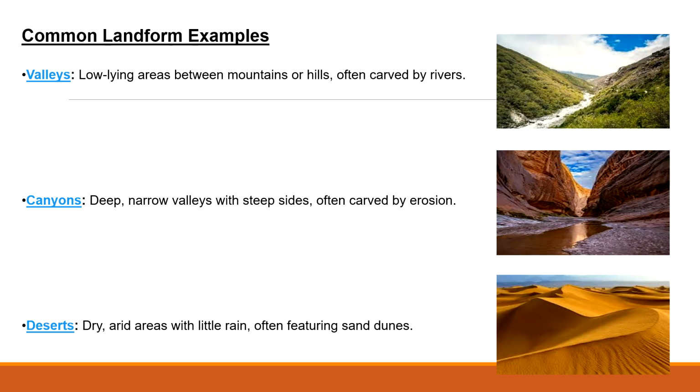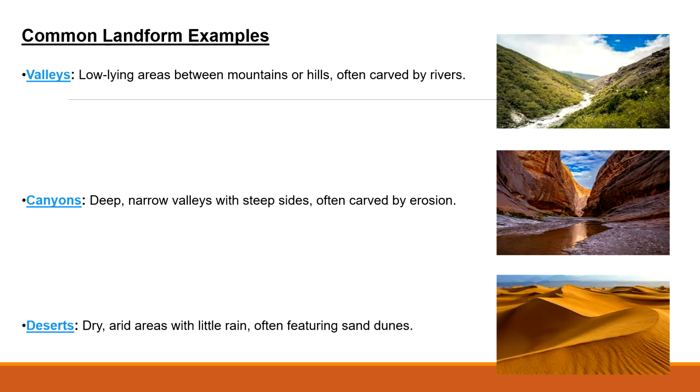Now we will see common landform examples like valleys. What are valleys? You can see here in the picture that they are low-lying areas between mountains or hills, often carved by rivers. Mostly these are carved by rivers because of erosion. So valleys are the lowest areas between two mountains or hills. Here in the given picture you can see how the river is flowing between two hills.